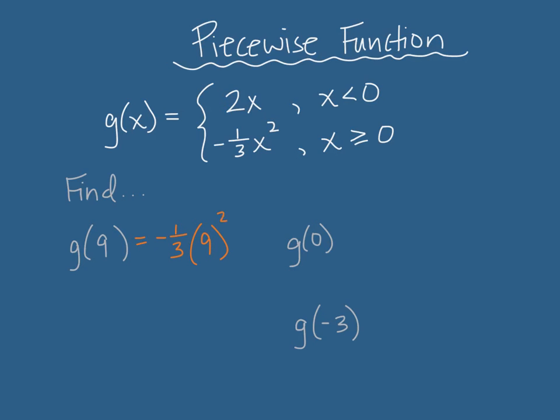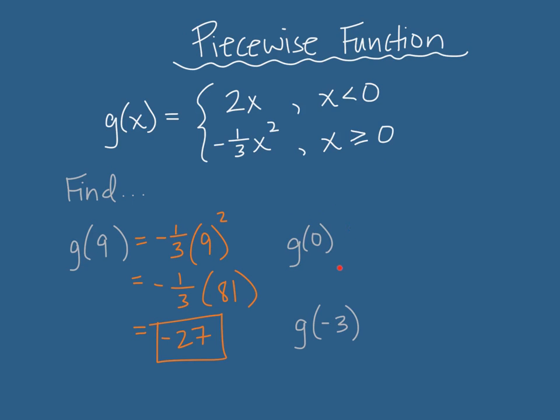So we'll plug in 9, and we first square. And then 1/3 of 81 is 27, so our answer is -27. So basically a piecewise is the exact same thing. You just have to realize which rule you're following depending on the number that you're inputting into your function.